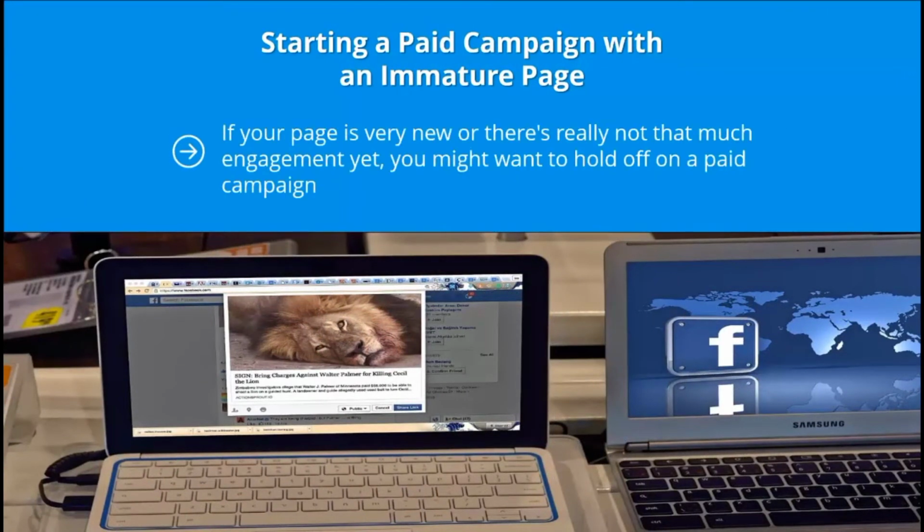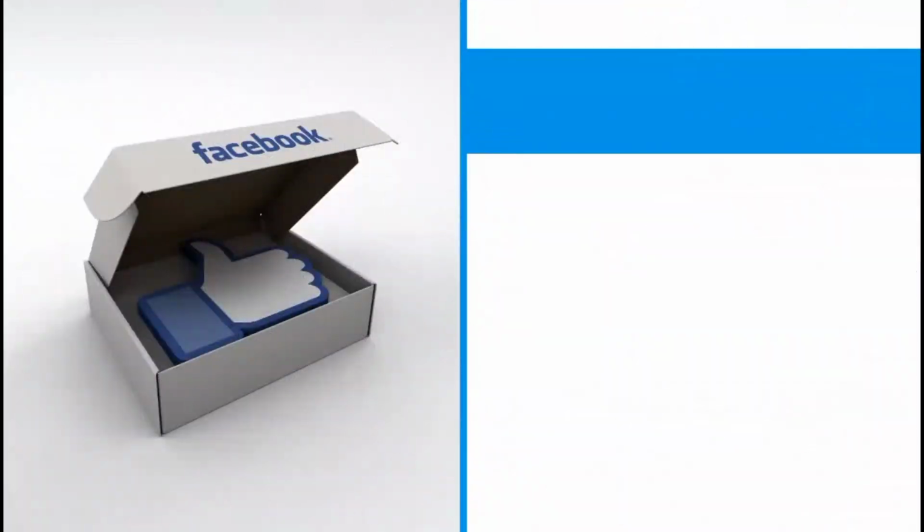Starting a paid campaign with an immature page. If your page is very new or there's really not that much engagement yet, you might want to hold off on a paid campaign. You simply don't have enough target audience profiling information to base a successful paid campaign on.